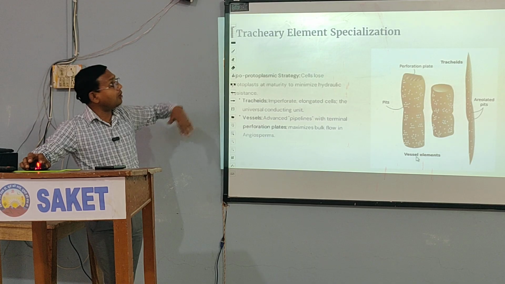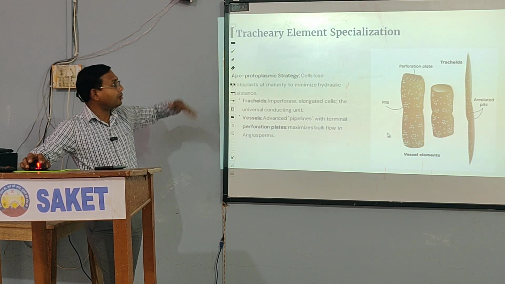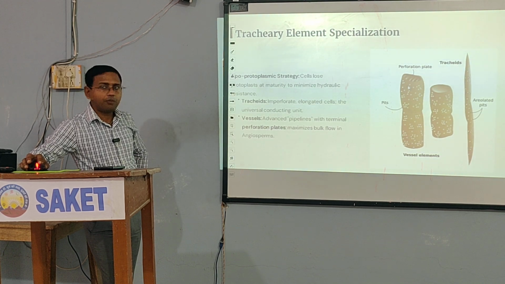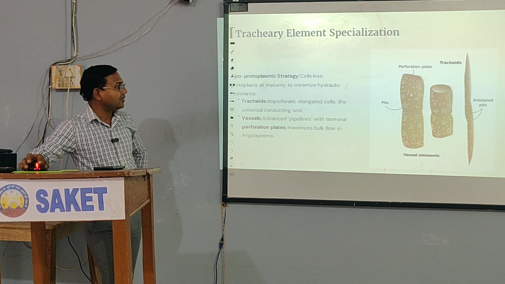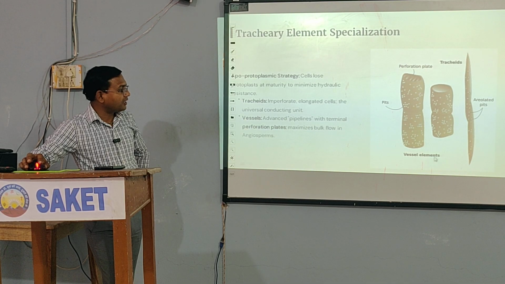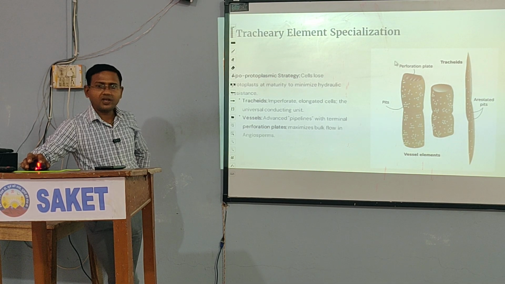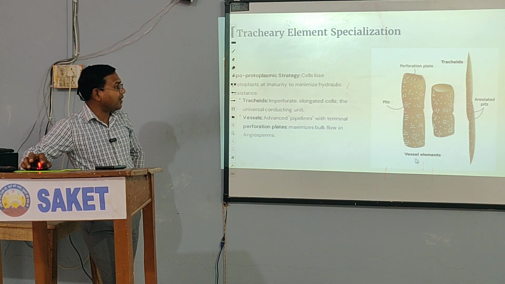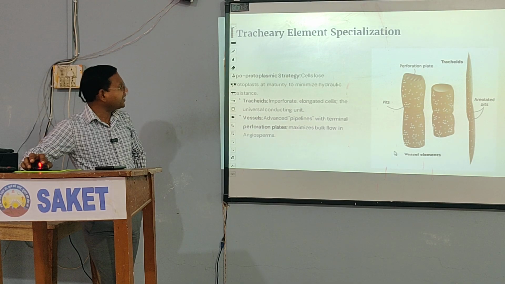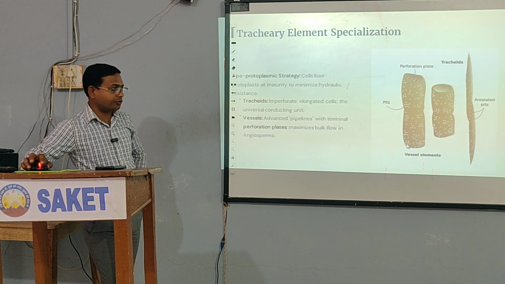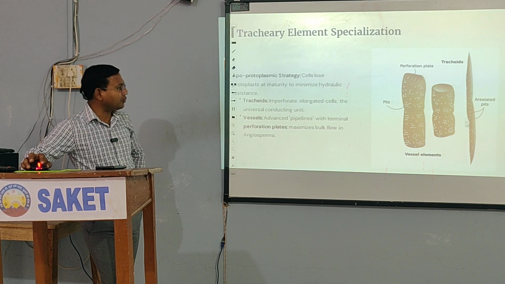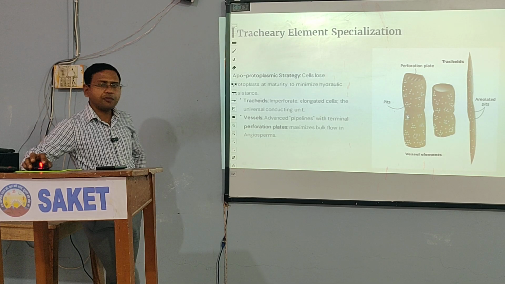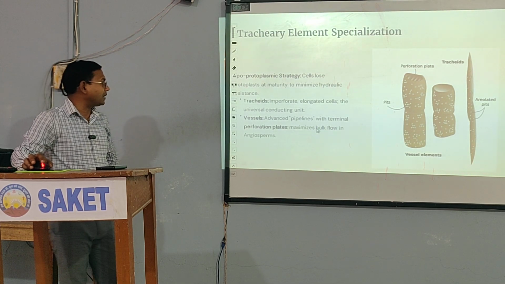So similarly there is a column of these cells from top to bottom, from the root to the stem top. So they form a pipeline-like structure, and they transport the water from the root to the tip of the plant. And this is a very advanced type of tracheary element, and it is found mostly in angiosperms. Tracheids are found in gymnosperms and also in other plants, but vessels are mostly found in angiosperms, the flowering plants.